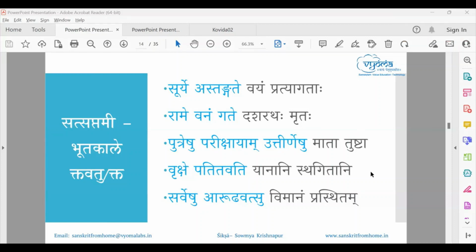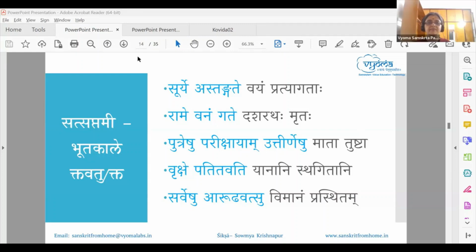Sarveshu arudhavatsu vimanam prasthitam. The plane started when everybody sat down. Arudha is when they boarded. When they boarded, the flight started. Uttamam. Dhanyavad.